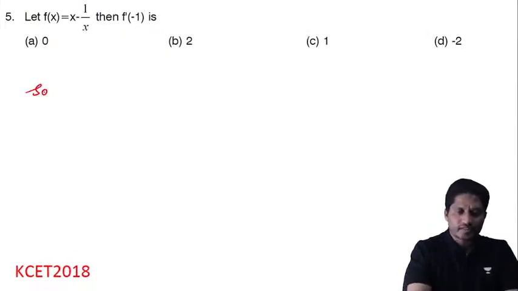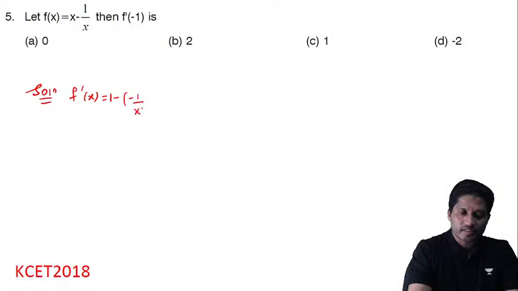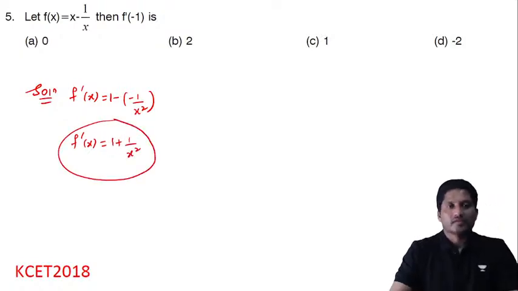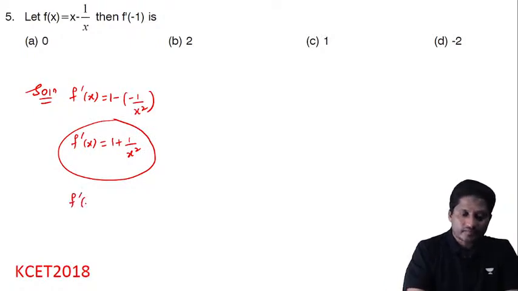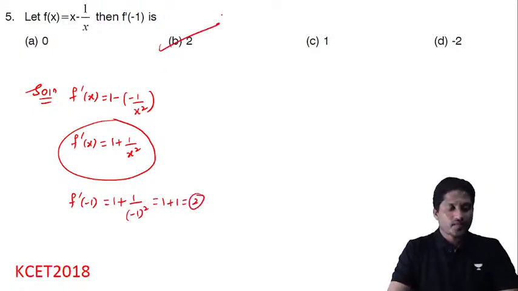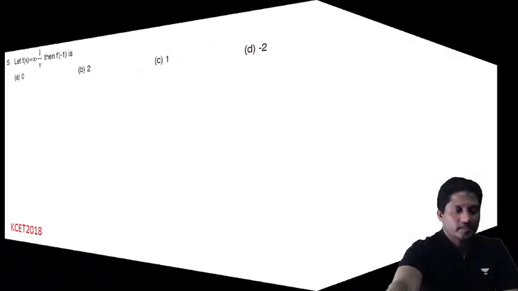What is f dash of minus 1? F dash of x is equal to differentiation of x, which is 1, differentiation of 1 by x, which is minus 1 by x square. Now f dash of x is equal to 1 plus 1 by x square. Okay, now f dash of minus 1 will be equal to 1 plus 1 by (minus 1) the whole square, equal to 1 plus 1 equal to 2. Answer is option B. Right, let's move to the next question.